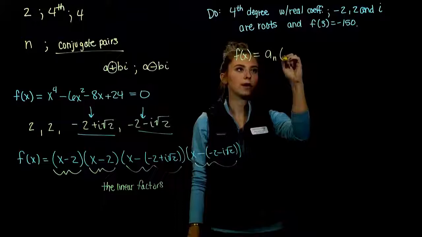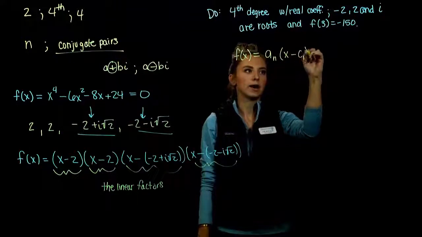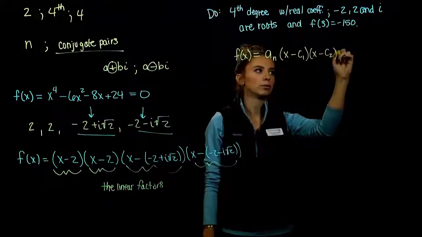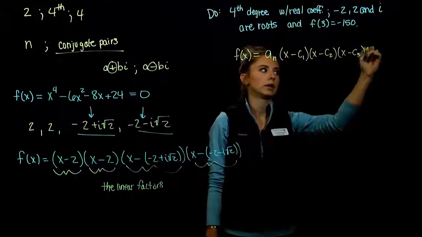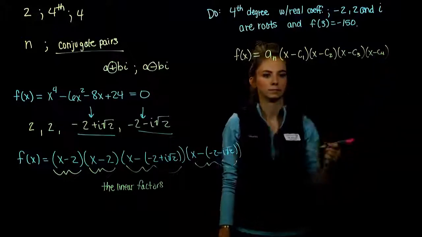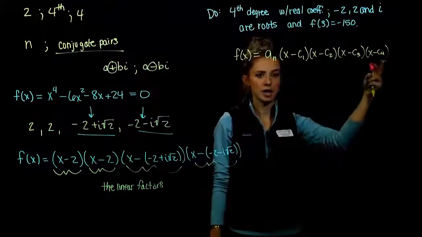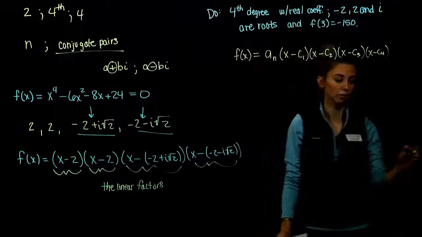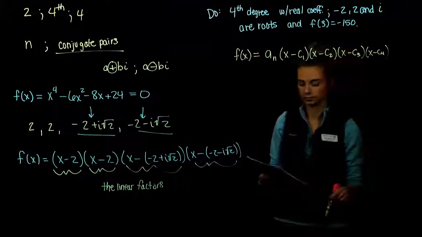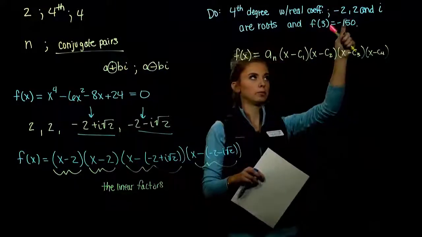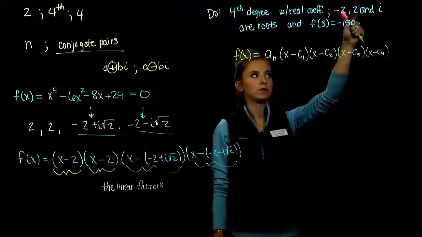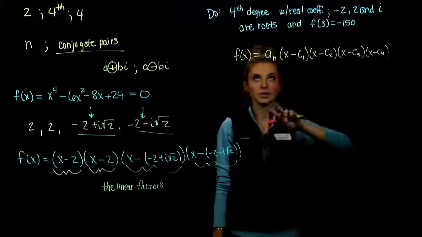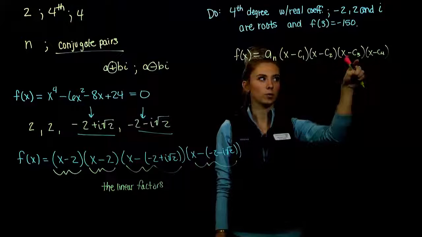And then what? I've got 4 different roots. So I've got x minus some constant, I'm going to call it c1. I've got another root, I've got another one, and I've got 4 altogether. And it's not guaranteed that they're the same, so we call them different until we find out actually what they are. And in this case, what are the roots that were given? Negative 2, 2, and i. They only gave us 3, but it's a fourth degree equation, so we have 4 roots.